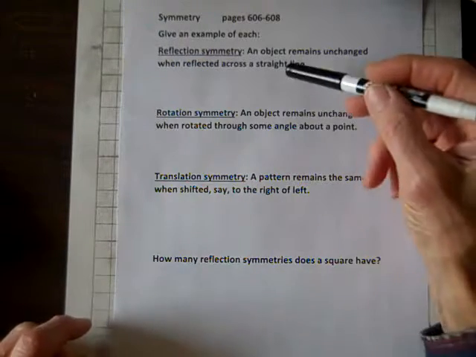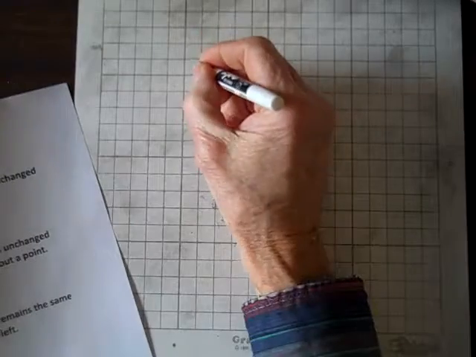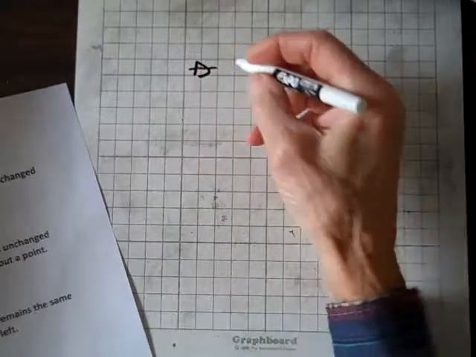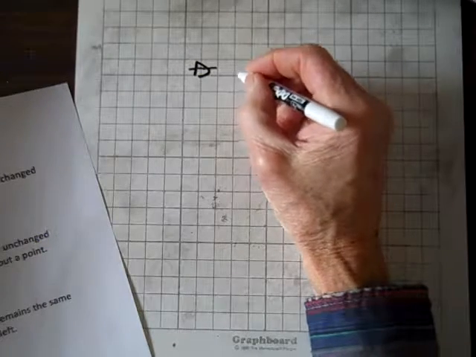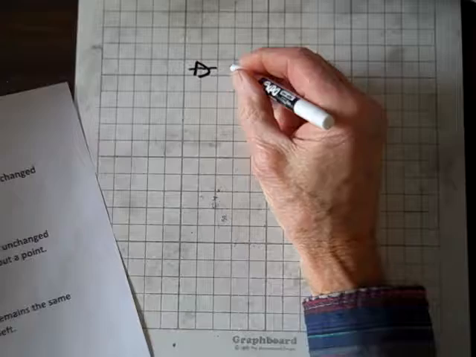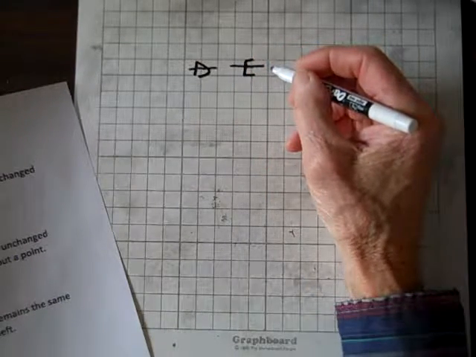Now, let's give an example of a reflection symmetry. How about the letter D? We could flip that across that line. We'd still have the letter D, wouldn't we? How about E? We could flip E across this line and we'd still have the same letter.